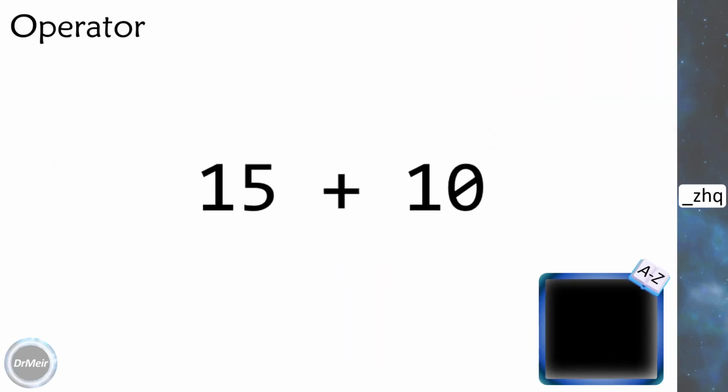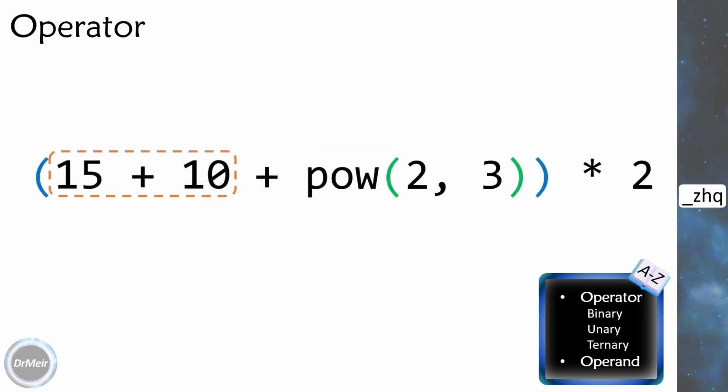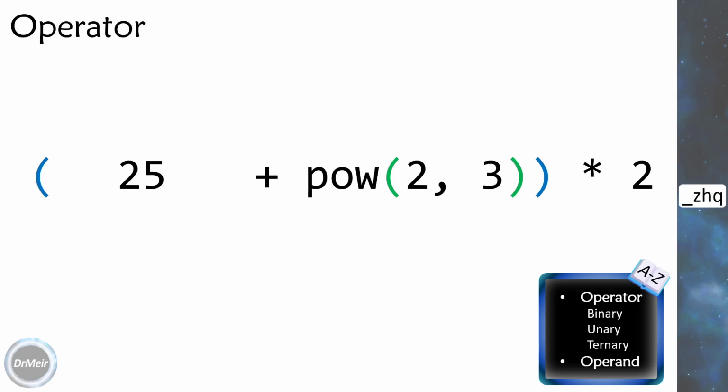This expression uses the plus operator applied to the values 15 and 10. These values are called the operands of the operator. The plus operator is binary because it works with two operands. There are also unary operators, like the unary minus in the expression -5, and even a ternary operator, which we'll explore later in the course. Once this expression is computed, it becomes the left operand of the second plus operator.